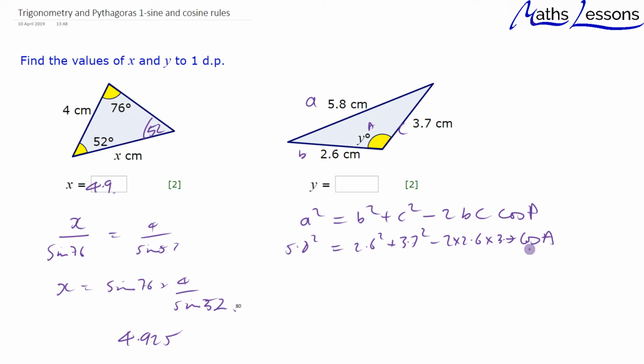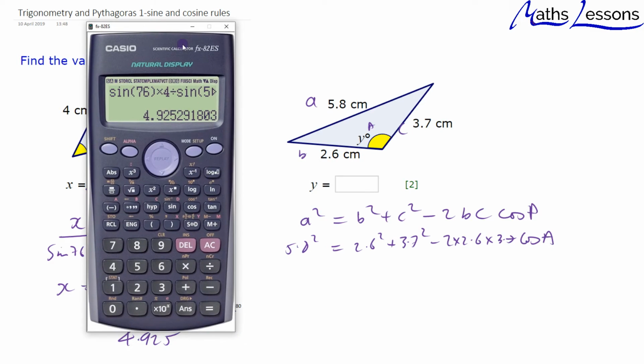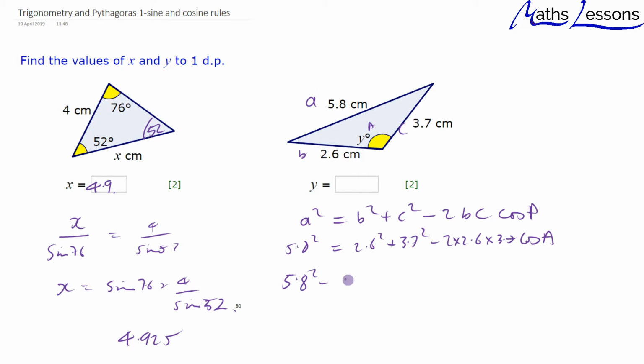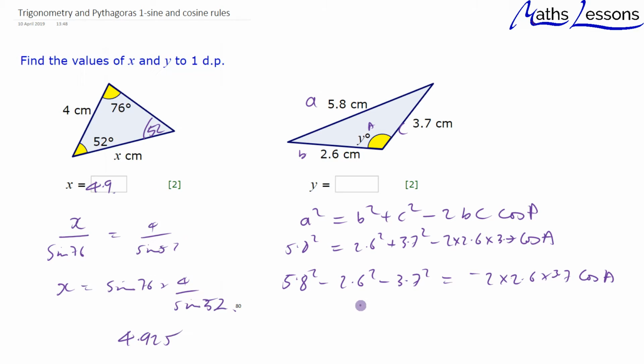So 5.8 squared, let's grab my calculator. Actually, what I'm going to do is I'm going to do a bit more maths first. 5.8 squared minus 2.6 squared minus 3.7 squared equals minus 2 times 2.6 times 3.7 cos of A. And I'll work this bit out and carry on working on the calculator. So we're going to minus 2.6 squared minus 3.7 squared. That equals, I get 13.19.